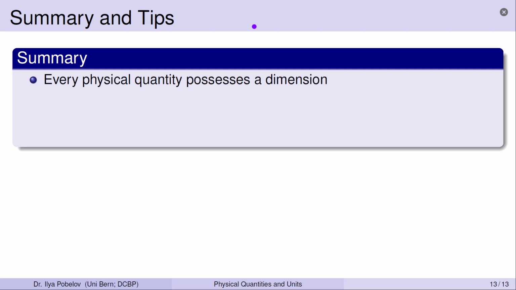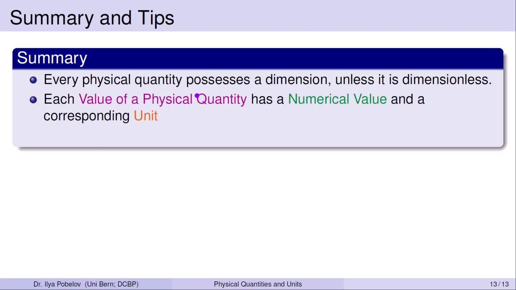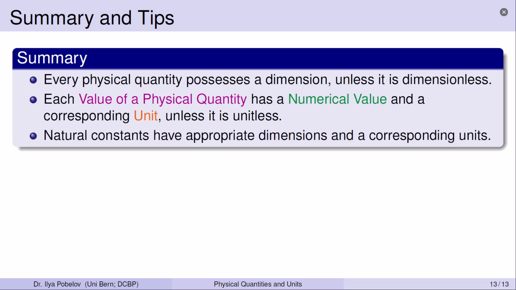Remember, each physical quantity possesses a dimension, unless, of course, it is dimensionless. Each value of a physical quantity not only has a numerical value, but also a corresponding unit, unless it is by nature unitless. Don't forget, even natural constants have an appropriate dimension and a corresponding unit. And here are some essential tips that will help you to avoid mistakes in physical calculations.